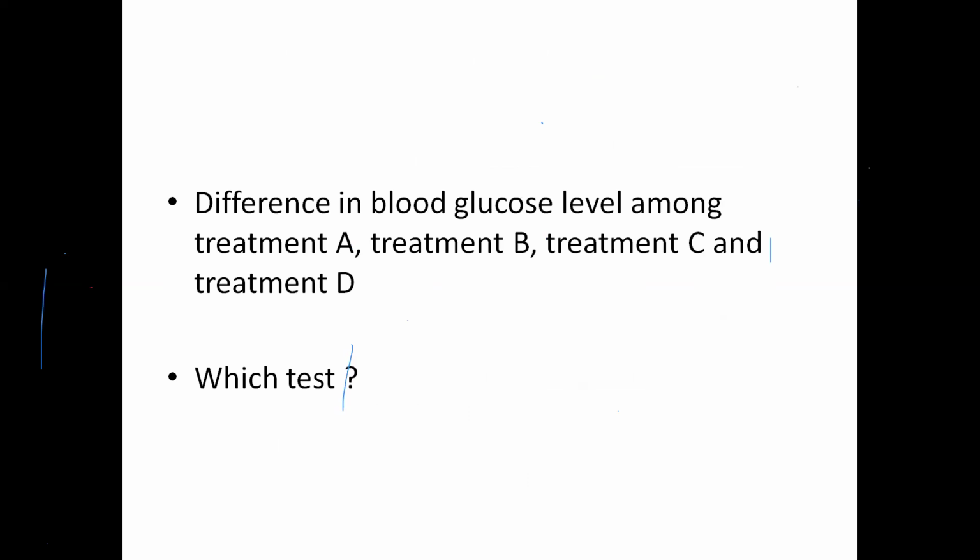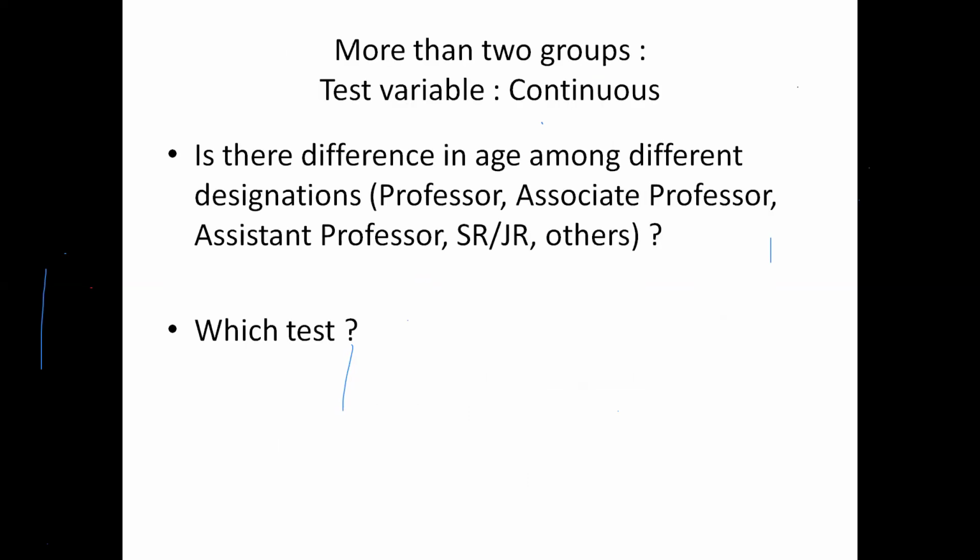One-way ANOVA. ANOVA has different names: one-way ANOVA, two-way ANOVA, and many other names. In this case, you have to use only one-way ANOVA. Okay, one-way ANOVA is the correct name. In this case, what test will we apply? One-way ANOVA, yes, correct.